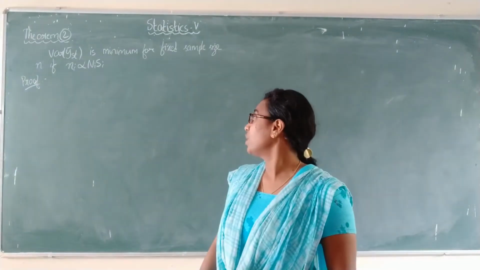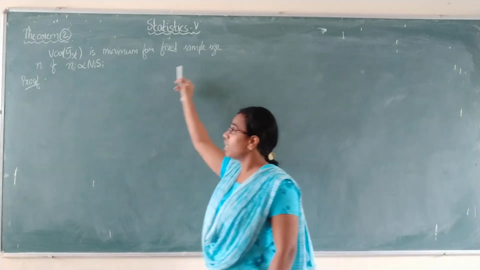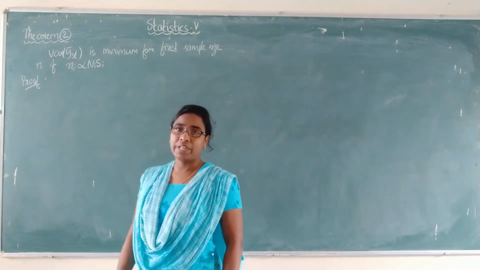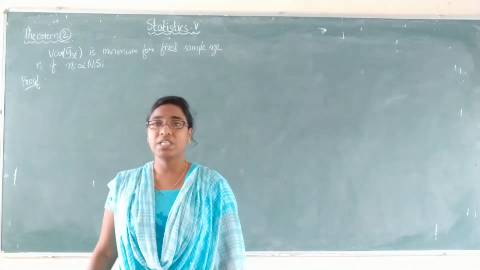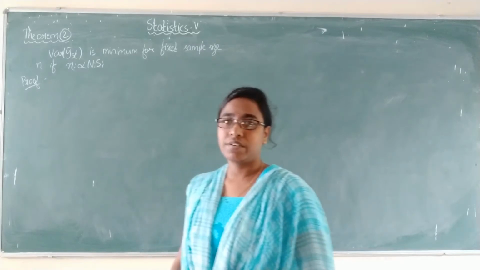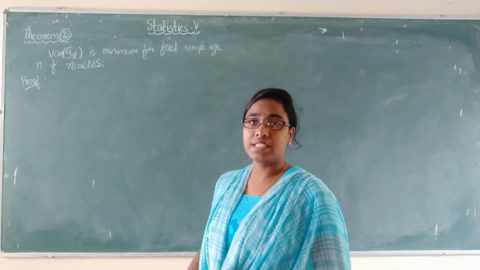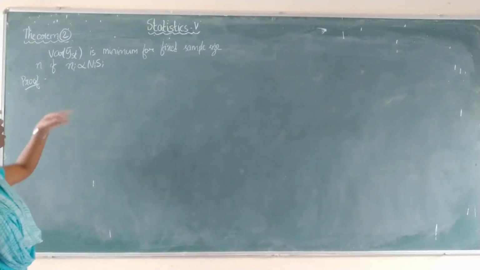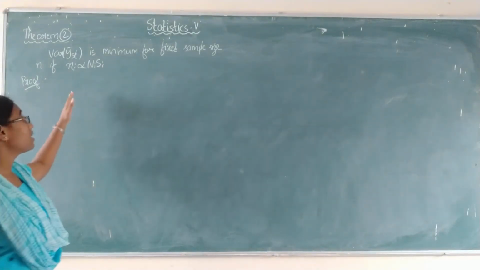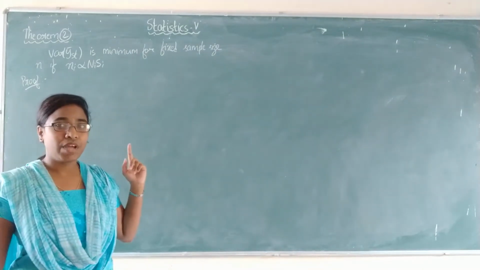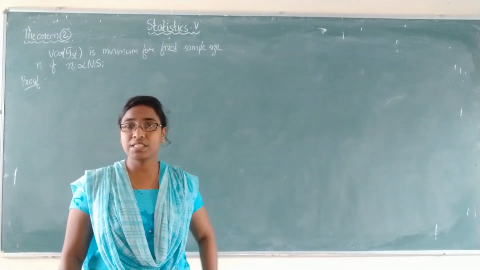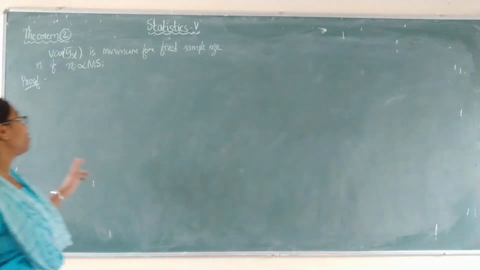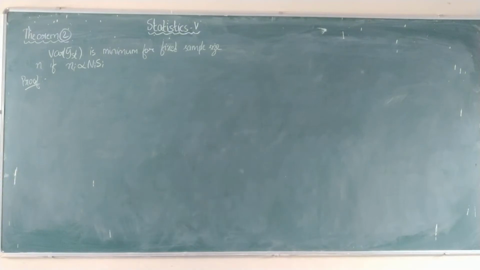From those, what is the first one? We have to minimize the variance for the fixed sample size n, that is, if Ni is proportional to capital Ni Si. What is capital Ni? It is the ith stratum population, and Si square is the ith stratum mean square. So this is our second theorem. The first theorem we proved in our last two classes, that is, sample mean is an unbiased estimate of the population mean. This second theorem is also a very important theorem.